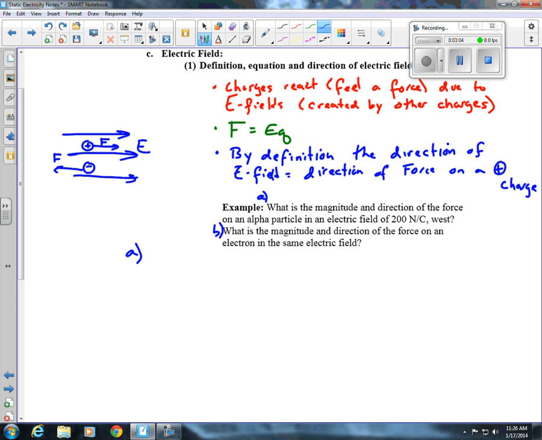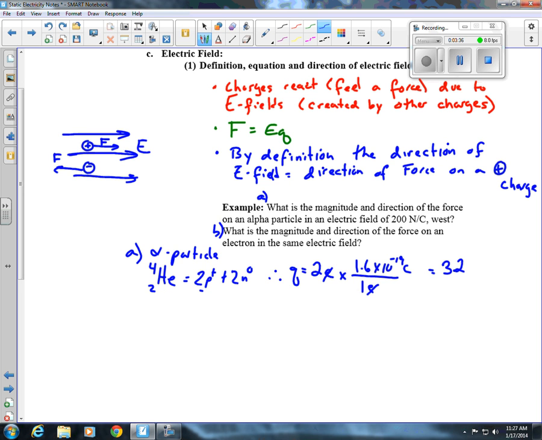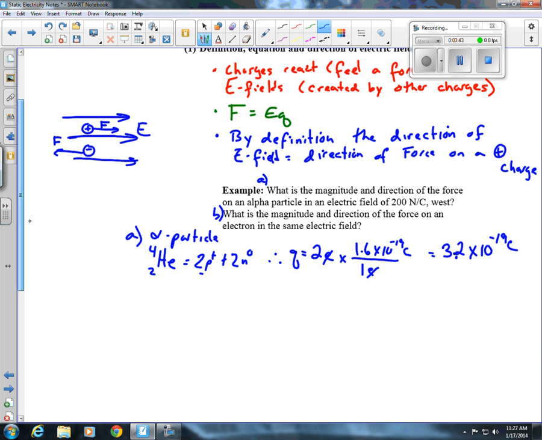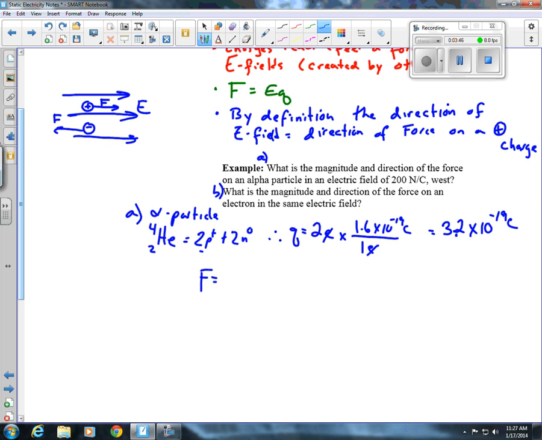So part A, we are going to say that we have an alpha. We have to remember that that is He-4-2, which is 2 protons plus 2 neutrons. Then that means our charge is 2e, because you get 1 e for each proton. I'm going to convert that to coulombs. 1 e is equal to 1.6 times 10 to the minus 19 coulombs. I'm going to multiply across the top, and I get 3.2 times 10 to the minus 19 coulombs for my charge. And then I'm just going to use this new equation, F equals EQ.